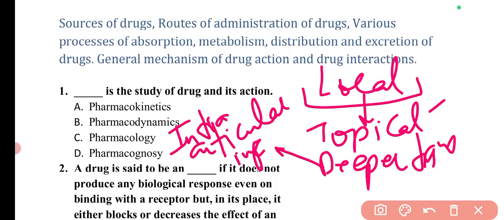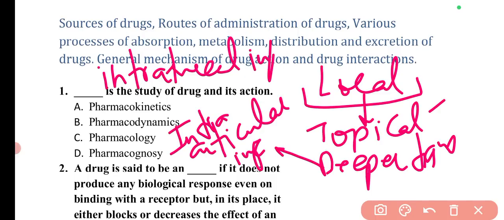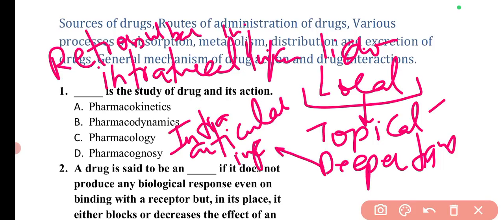Then there is intrathecal injection, for example, injection of lidocaine. This is also a type of deeper tissue local route. Then there can be a retrobulbar injection. This is again the hydrocortisone acetate injection, but behind the eyeball. So there are different routes which are given in the deeper tissue, and these come under the local routes.